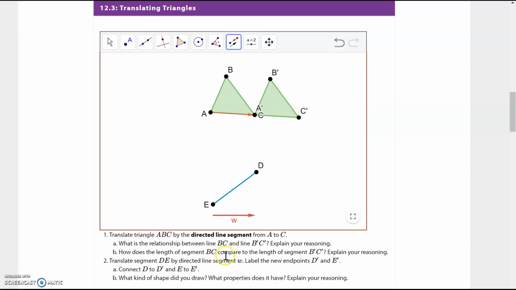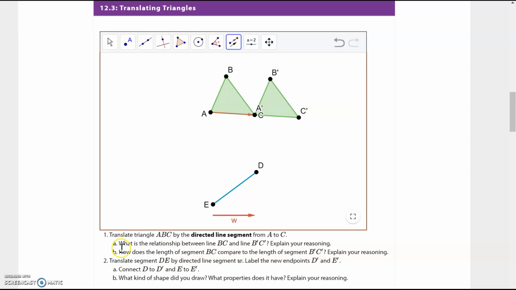How does the length of segment BC compare to the length of segment B prime, C prime? Well, those also are going to be the same length, and I know they're going to be the same length because C prime here is on the same line as AC. Okay, and if those weren't the same length, then C wouldn't have moved the same distance, right? So B to B prime is the same distance as C to C prime, and that's the same distance as A to A prime. So all of these points move the same distance, the same direction, so it's going to maintain the size.